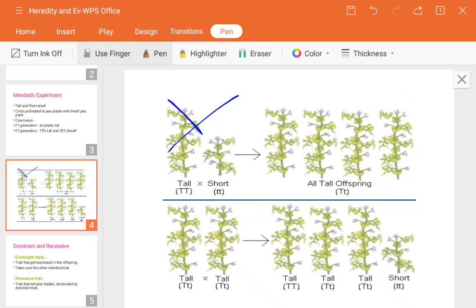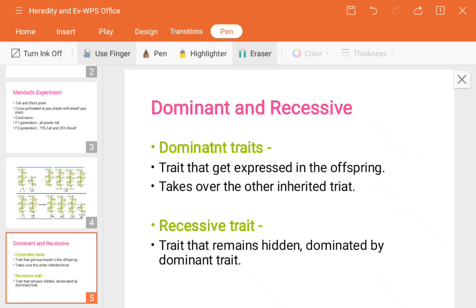Here both traits got transferred, but the dwarfness was hidden. The dwarfness got hidden, but it was present there. So now guys, what we actually call the hidden one and the expressed one are nothing but the dominant and the recessive traits. The trait that got expressed and the trait that got hidden.